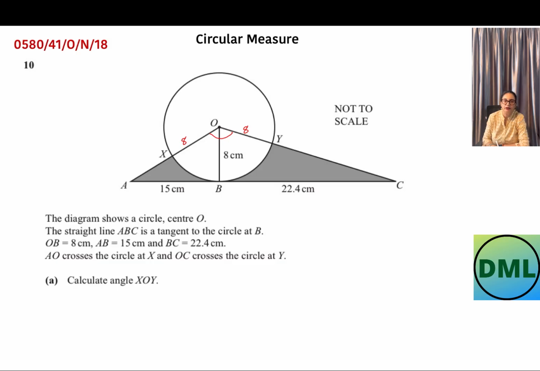This has been divided into two parts. First part is angle XOB. Second part is your angle BOY. These are the parts we have to find out. We will find them out separately.